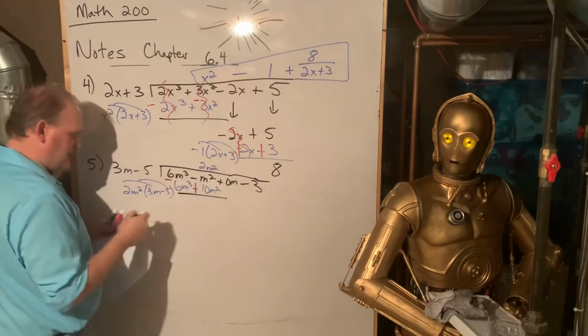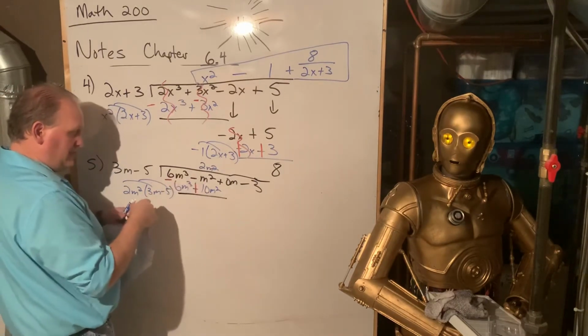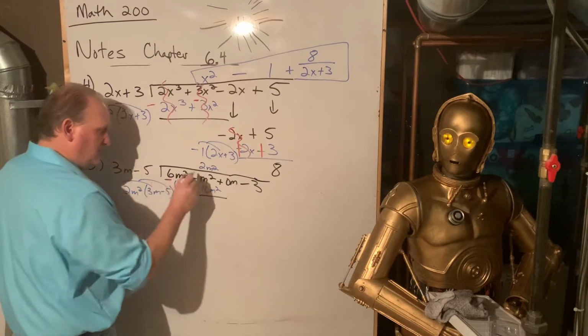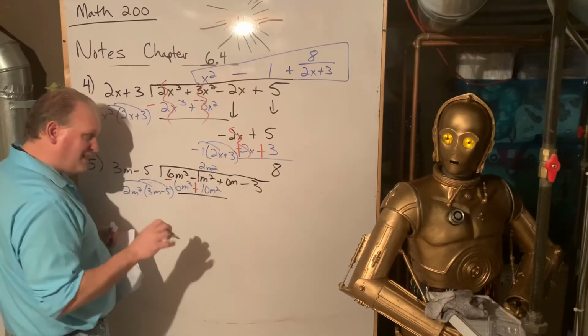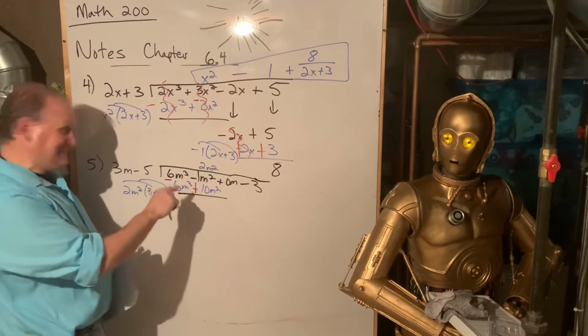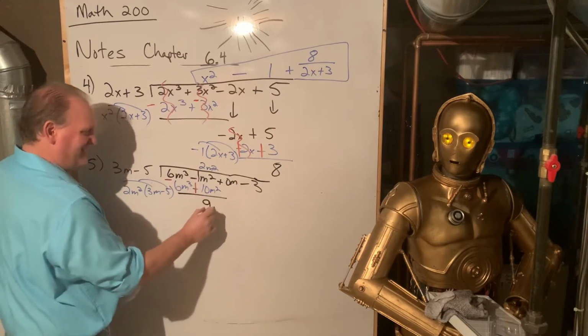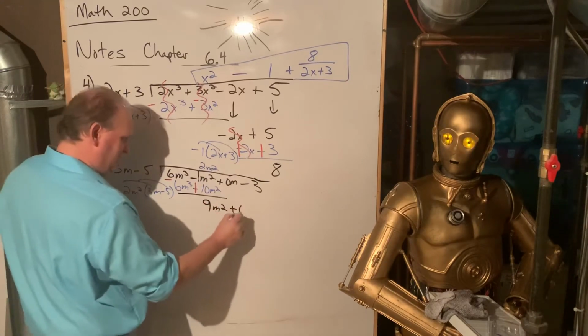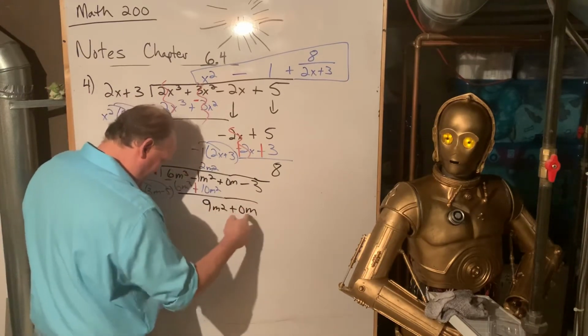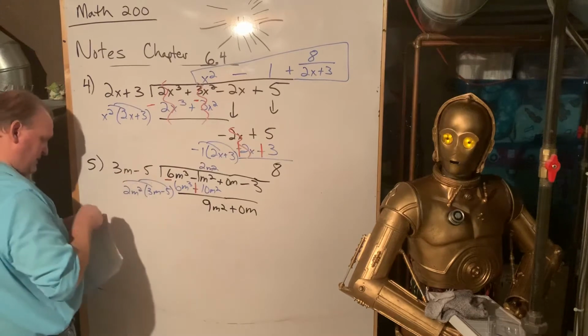And so when we add straight down, remember what's there, even though we never write it, it's always there, right? You see ones all the time. I see ones all the time. Do you see one? No. I see one. All right, so negative 1 and plus 10 is 9m squared plus 0m. So we needed that 0m as a little placeholder for us.